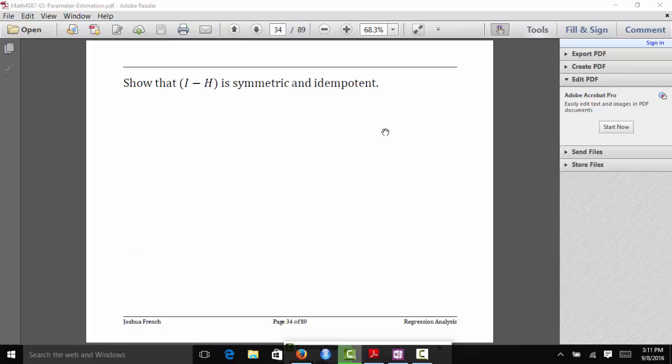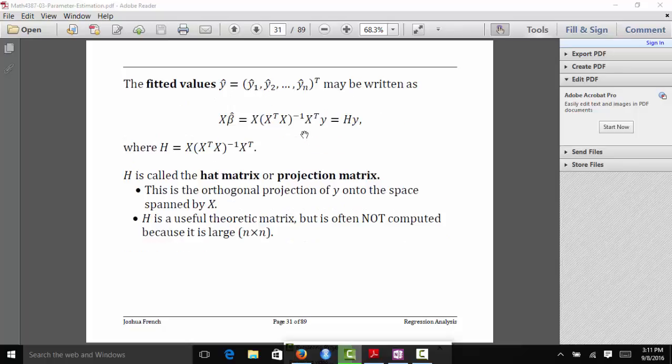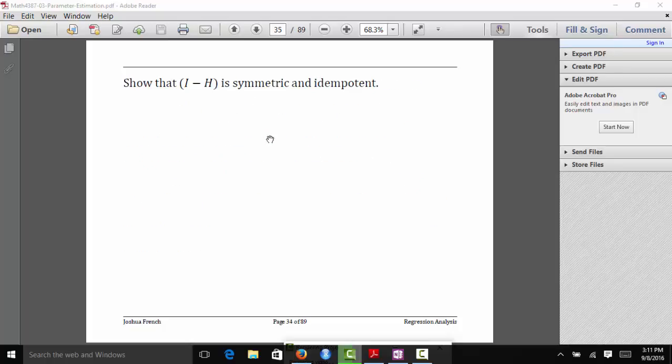So the first thing we want to do is show that the identity matrix minus the hat matrix is symmetric and idempotent. And in case you don't remember what the hat matrix is, we defined it earlier in the chapter. The hat matrix or projection matrix is a matrix that projects the response vector onto the space spanned by the matrix related to the regressors, and it's defined by X times X transpose X inverse times X transpose. And so this is the hat matrix. We're talking about H, and it will be defined consistently throughout the semester. And we want to show that I minus H is symmetric and idempotent.